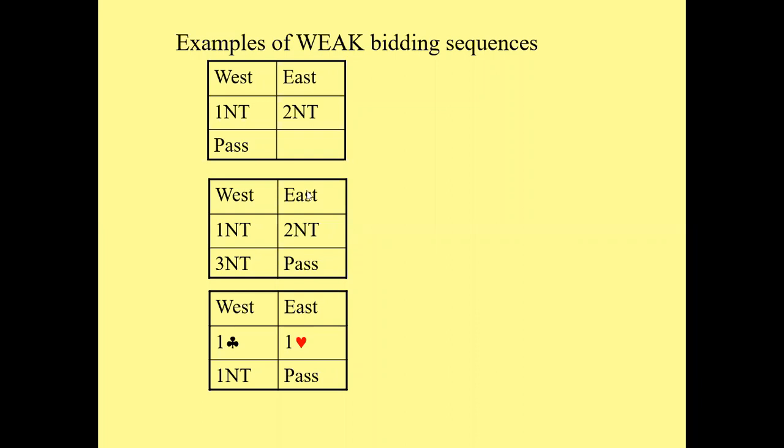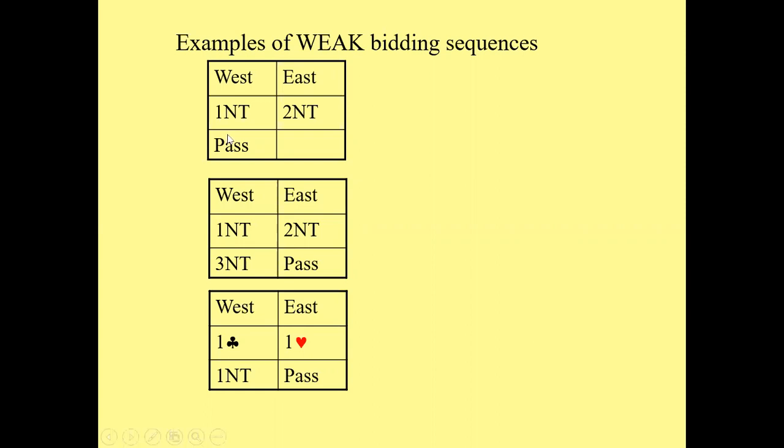Another one is 1-no trump, 2-no trump, 3-no trump. Again, you know they've just got enough for 3-no trump, but they won't have 28 points between them, let's put it that way. And similarly, if they've ended up in 1-no trump after, say, going 1 club, 1 heart, 1-no trump, and they've not made a move forward, they probably only just have enough for 1-no trump.